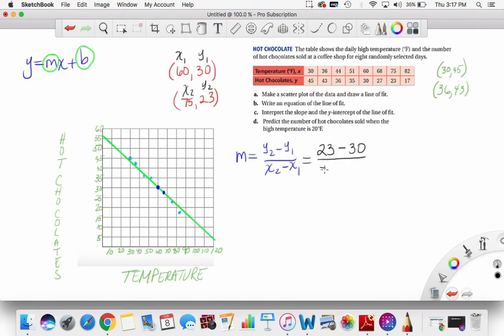over 75 minus 60. Okay, so 23 minus 30 is negative 7 over, let's see, 15. And that is my slope, okay? So I have a slope m, which is negative 7 over 15. Now I need to find b, my y-intercept. And to find the y-intercept, it is simply where the graph touches the y-axis, where this line of fit touches the y-axis.